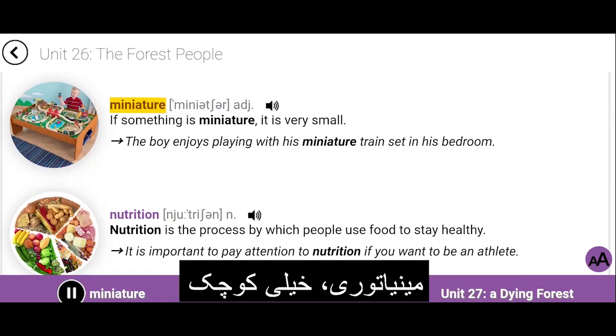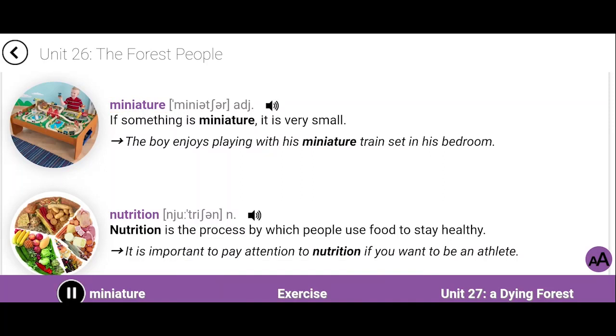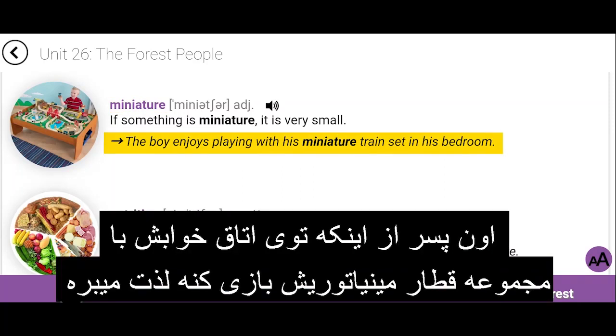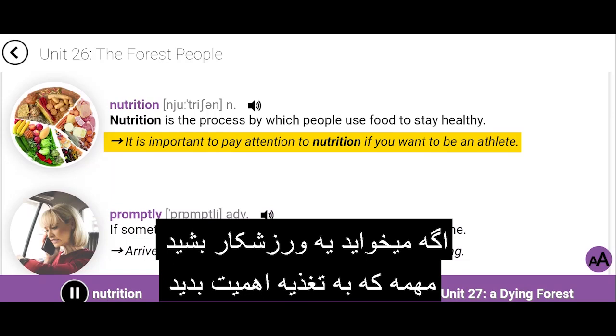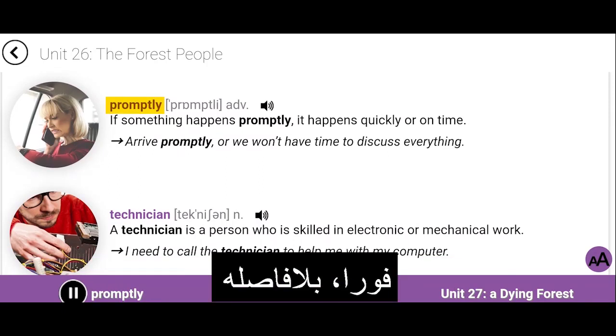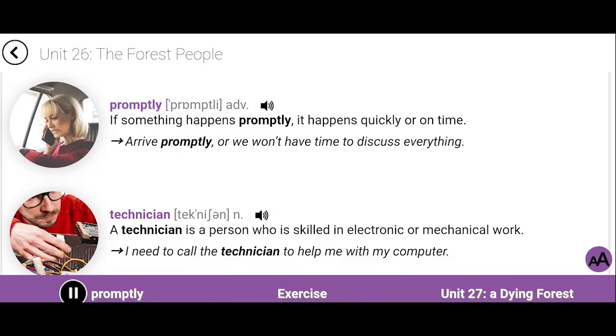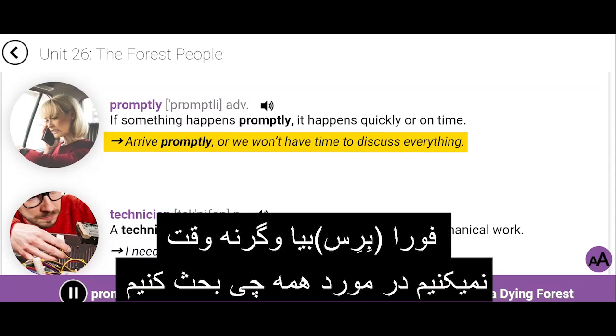Miniature. If something is miniature, it is very small. The boy enjoys playing with his miniature train set in his bedroom. Nutrition. Nutrition is the process by which people use food to stay healthy. It is important to pay attention to nutrition if you want to be an athlete. Promptly. If something happens promptly, it happens quickly or on time. Arrive promptly, or we won't have time to discuss everything.